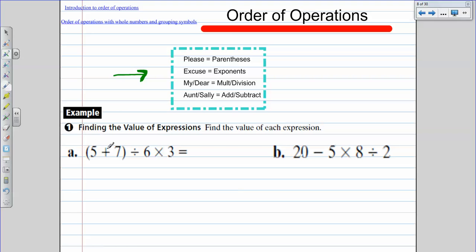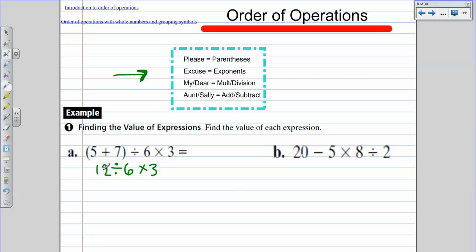So the first thing I'm looking for is parentheses. I see parentheses, so I'm going to have to do inside my parentheses first. So 7 plus 5 is 12. I always rewrite the rest of my expression. And so now again, I'm going to start over looking from left to right. So I'm looking for parentheses. I don't see any parentheses.